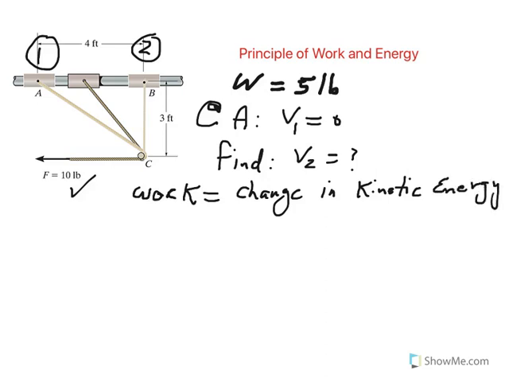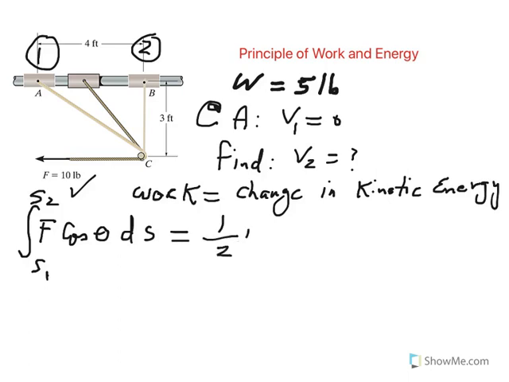Okay, and if you formulate this, the work, the only force here is this force, but the correct definition of work is the integral of F cosine theta, integrated with respect to position and evaluated between the 2 points, S1 to S2. And change in kinetic energy would be 1/2 m v2 squared, that's the final kinetic energy, minus 1/2 m v1 squared. And notice here that velocity 1 is 0, so initial kinetic energy is 0.